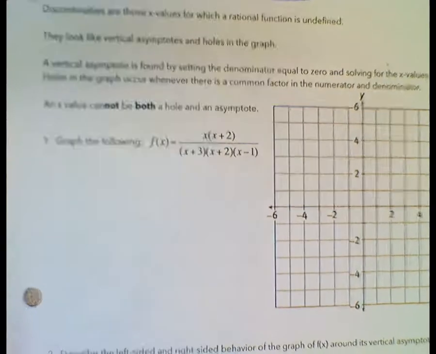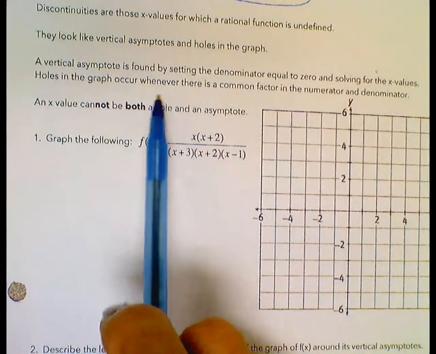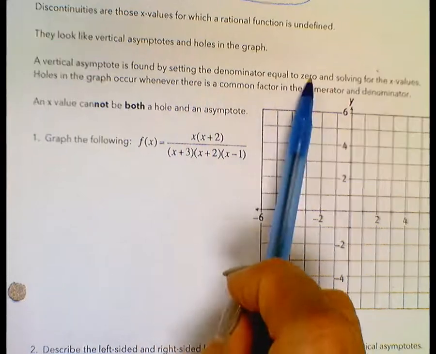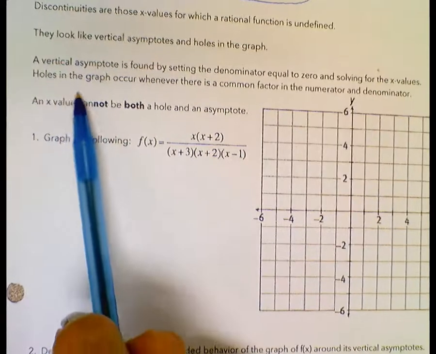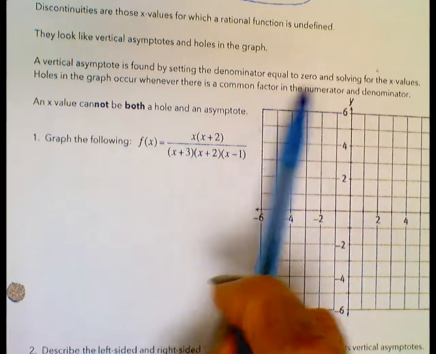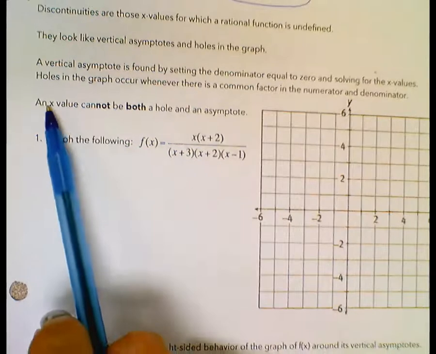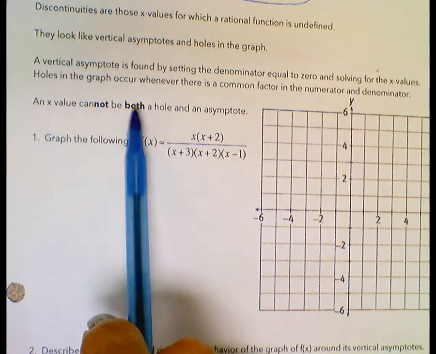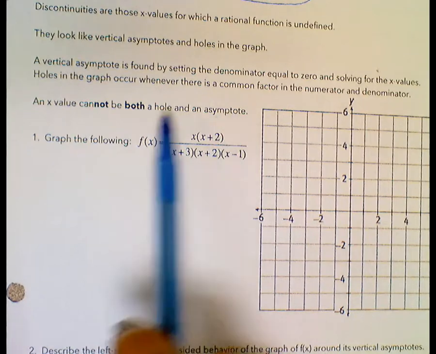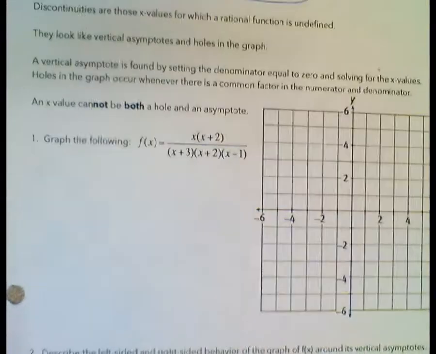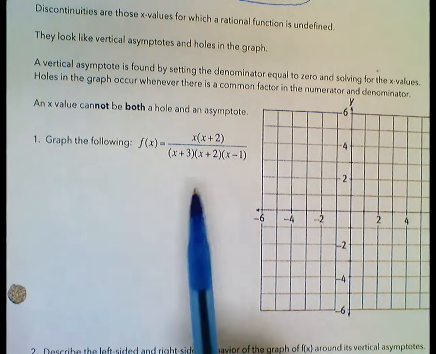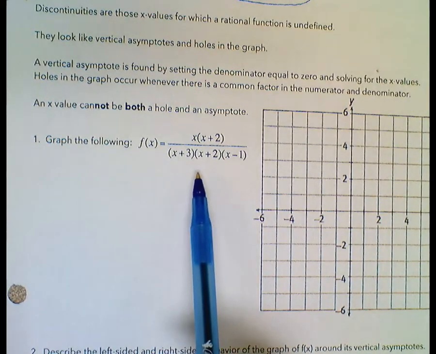So a vertical asymptote is found by setting the denominator equal to 0 and solving for the x values. Holes in the graph occur whenever there is a common factor in the numerator and denominator. An x value cannot be both a hole and an asymptote. They both are discontinuities, but they're not both. So this is just kind of a review of what we just did in the last section.